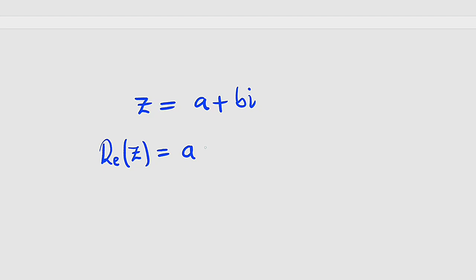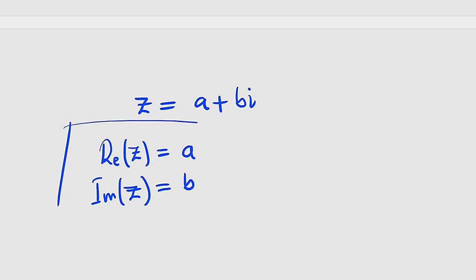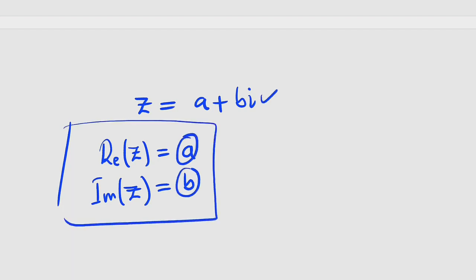Suppose we have a complex number z given as a plus bi. The real part, which is denoted by Re of z, is equal to a, while the imaginary part of this complex number z is just the coefficient of i, b. So this is what we are going to learn how to do. And if we are given this and this, we'll be able to form a complex number. All right, let's get started.